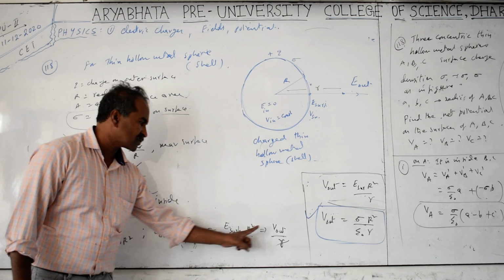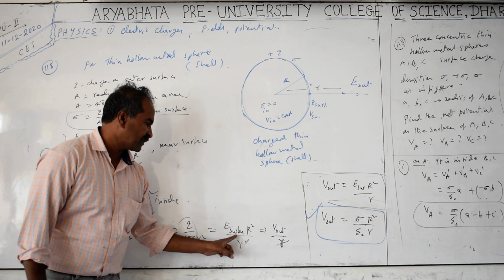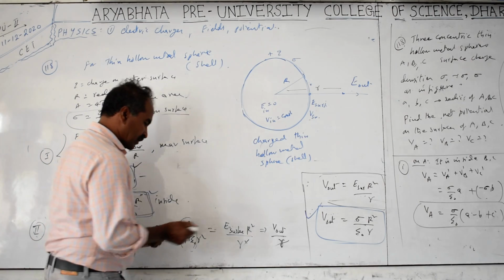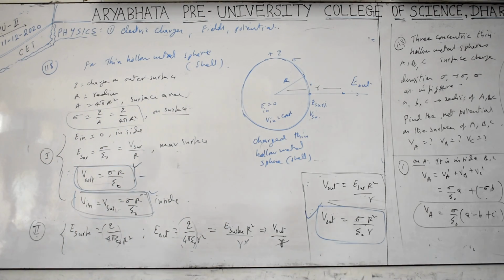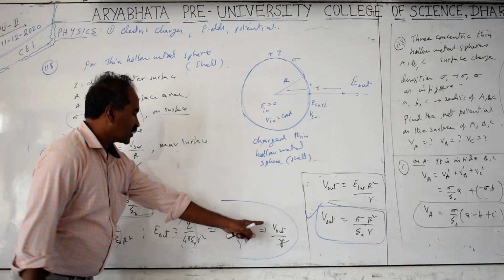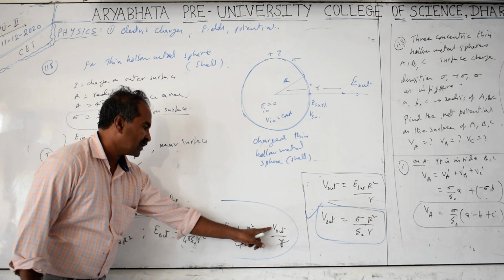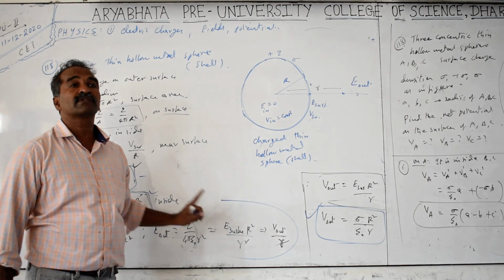So E outside is also equal to V outside by small r. We want to get the expression by comparing these two, for only the outside potential. So V outside is equal to E surface into R square by small r square, times small r. One small r cancels, so V outside equals E surface into R square by small r only remains. But E surface we want in terms of sigma.